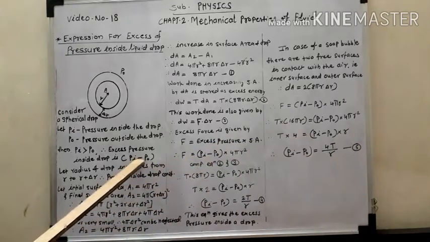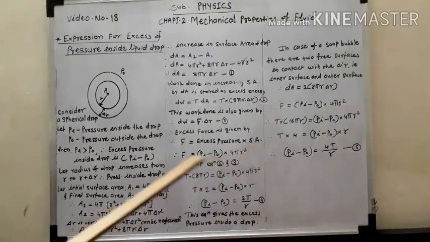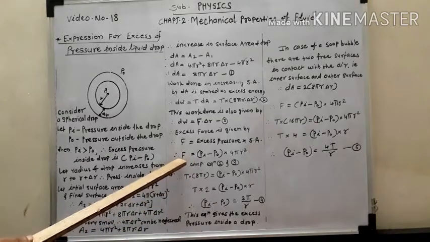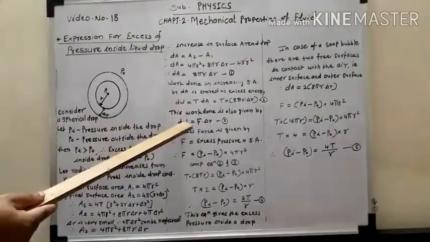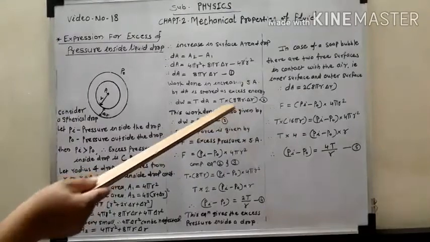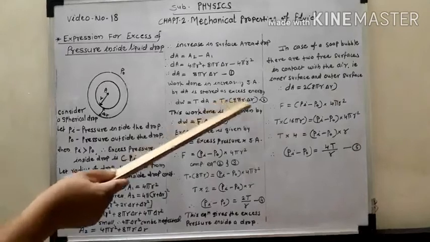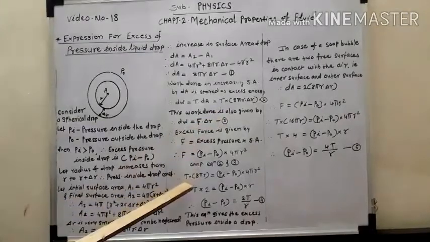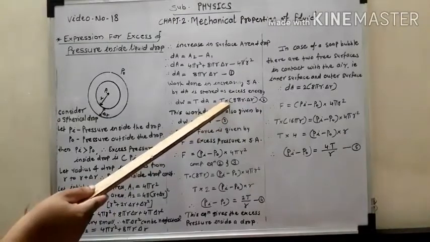We substitute the excess pressure, which is Pi minus Po, and the surface area is 4 pi r square. Now we can find F by comparing equation 2 and 3, because both are dW. Then del r gets cancelled, and F is equal to T into 8 pi r.